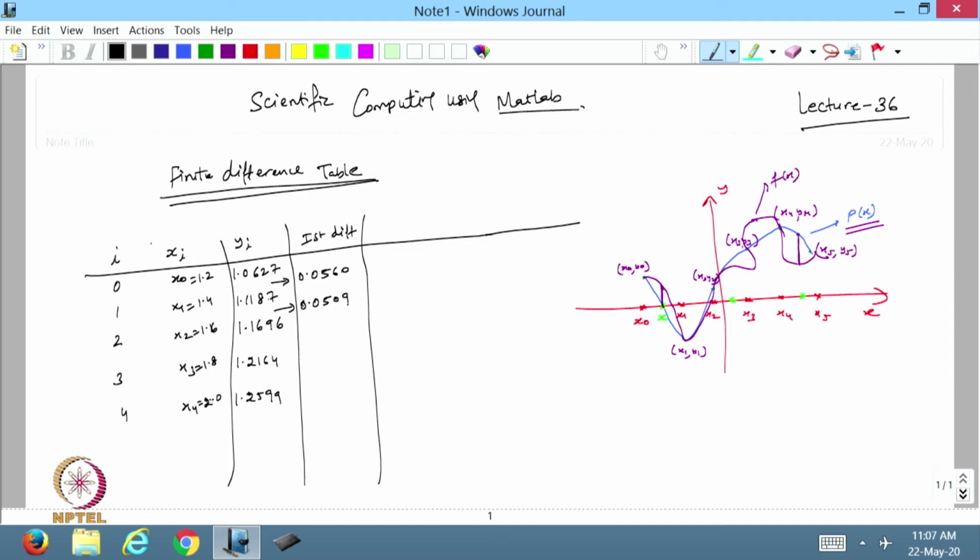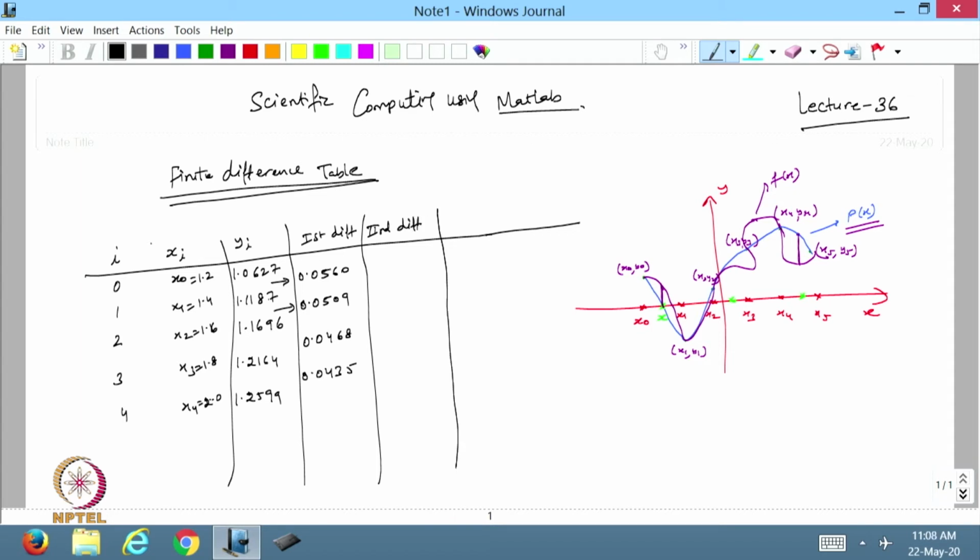0.0509. Then the next value I will write here, 0.0468, and the next value is 0.0435. So, that is the first difference I have taken. This minus this, this minus this, this minus this, and this minus this. So, this is the first difference. Then I will write the second difference.